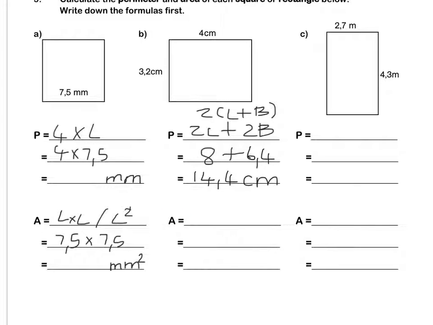Next, the area. The area for any rectangle is its length times its breadth. So in this case, it's 4 times 3.2, which you know how to do now. So complete that by yourself, but remember that the units for area are centimeters squared. Press pause to complete question B and question C by yourself.